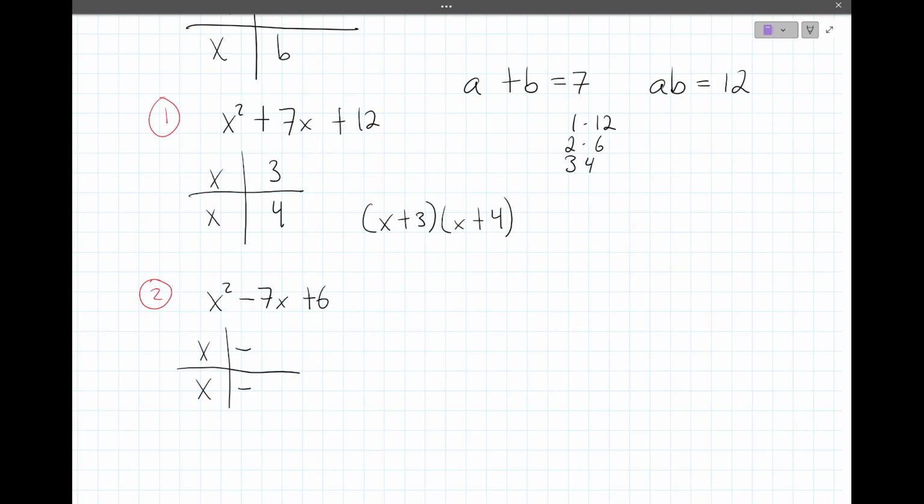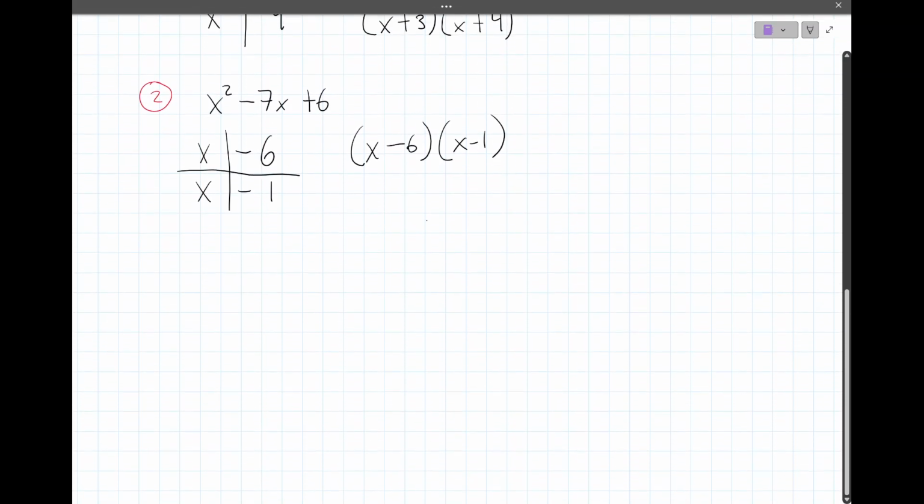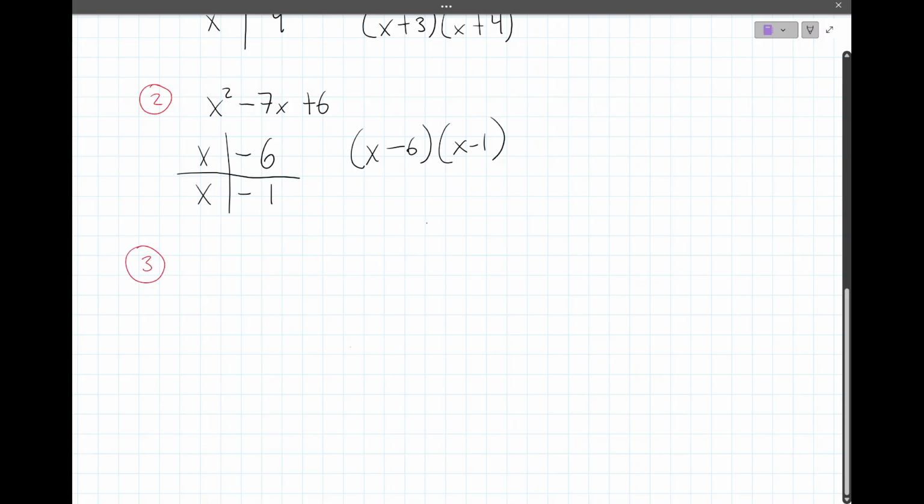If I do 1 and 6, well, 1 and 6 adds to 7. And I can double check 3 and 2, that adds to 5, so that's not going to work. So it's going to be 6 and 1, and my factors are going to be x minus 6 and x minus 1. And that's factored. This is x squared minus 7x plus 6, and that's the same as we have right there. Perfect. So we're still meeting the rules for what our quadratics, our trinomials, look like when we factor them.